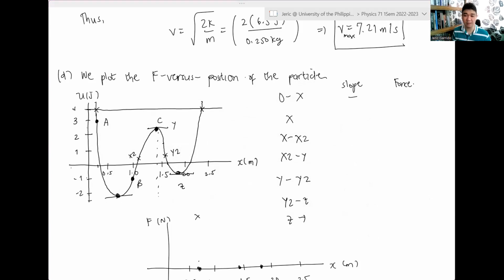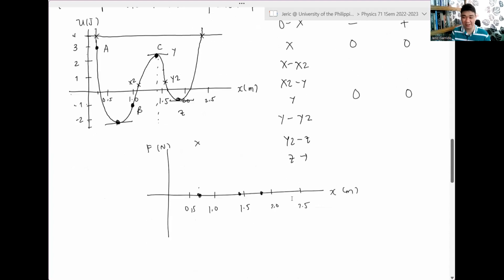So, positive yan. What about at point X? Alam nating 0 yung slope dyan, tsaka 0 yung force dyan. Same thing with Y. May Y pa dyan. So, 0 din to. Okay. What about, is it X to X2? Ang weird ng wording, pero sige.